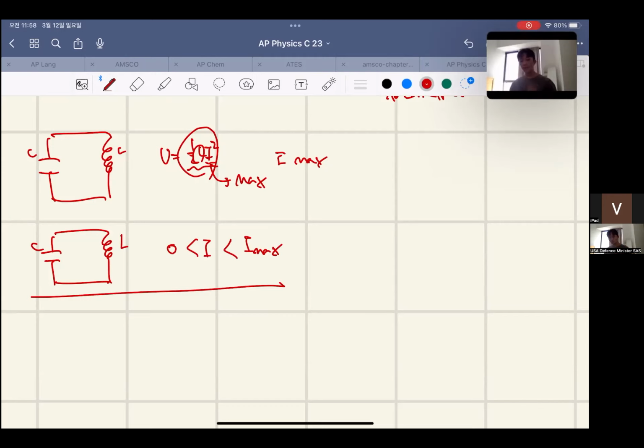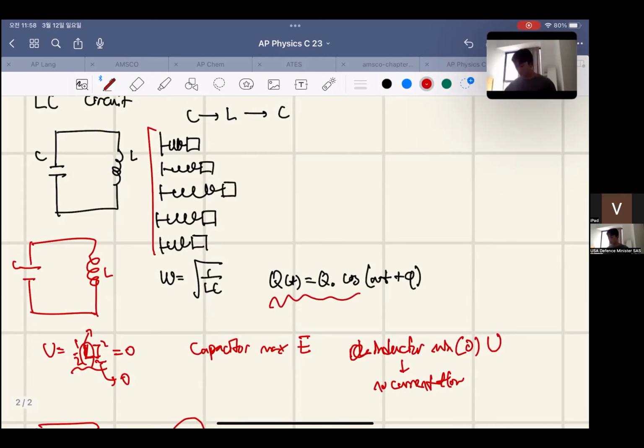However, if you do encounter these types of questions, rarely, you would have to use the formula over here. Q(t) equals Q0 times cosine of omega t plus phi. And as you can see, this formula basically tells how much charge is in your capacitor at any given time. At any given time, meaning that it shouldn't only be the situation where the capacitor is fully charged or the inductor is fully charged, but it can be a situation in between, in the middle of those two. So that's why you can use this formula.